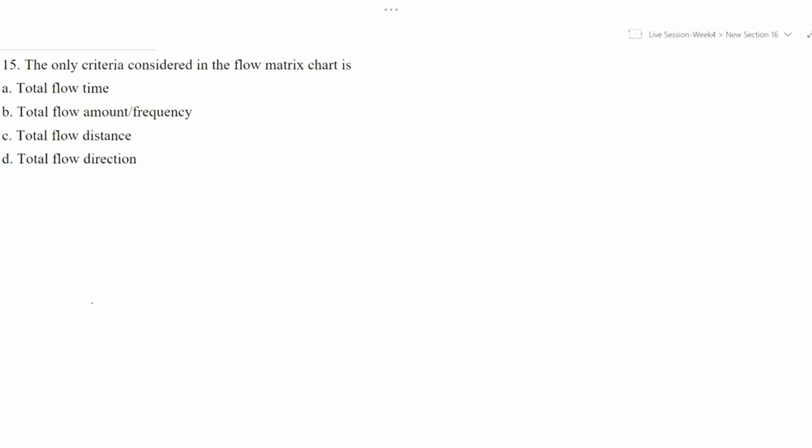The only criteria considered in the flow matrix chart is... So we already discussed what a flow matrix chart is. Flow matrix chart is where we consider the frequency of movements. Now, total flow distance, total flow direction, and total flow time are not required. The only thing which is required here is total amount or frequency.